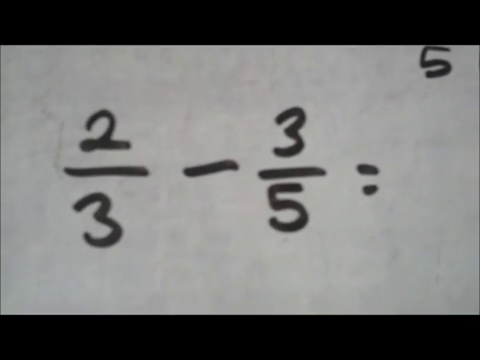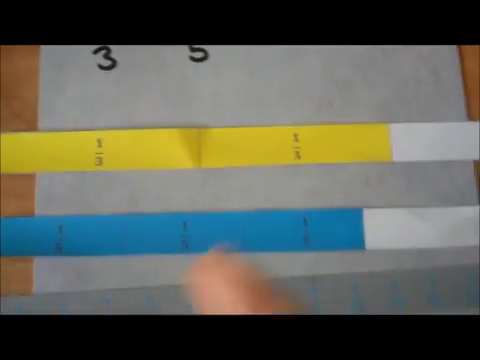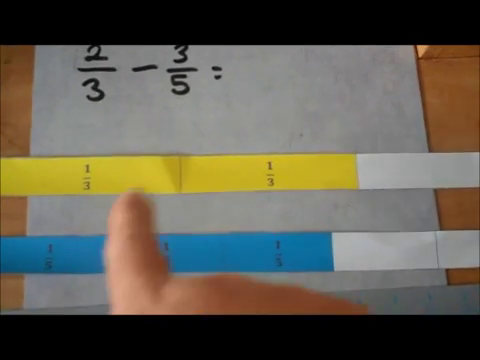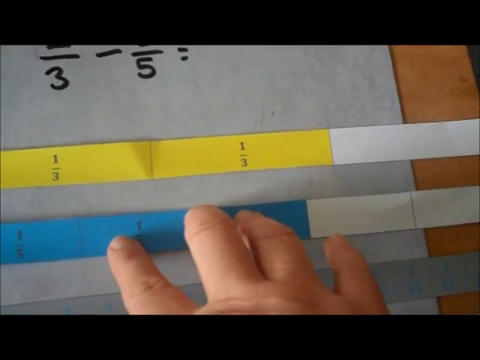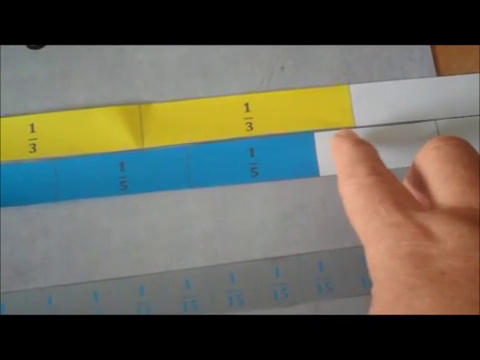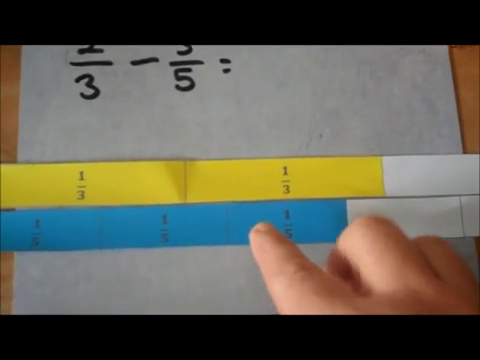Here's the last example, 2/3 minus 3/5. So what does it look like? It looks like that. There's my 2/3. There's my 3/5. And so what is the difference between these two? It's actually only this little tiny little bit. So how big is this little bit? Can't tell from just looking.